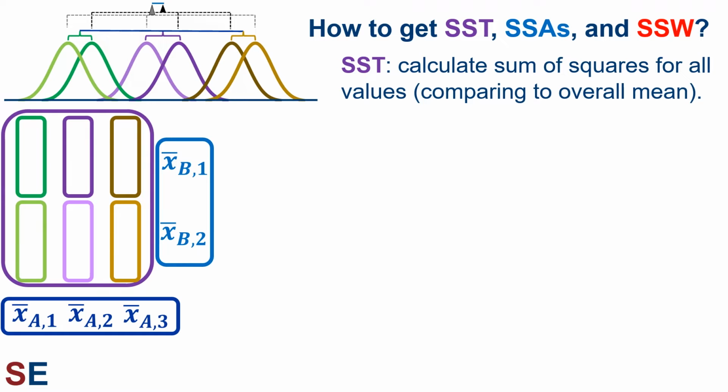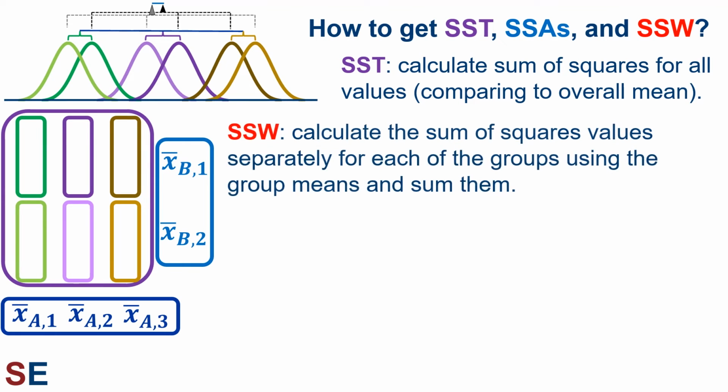This is exactly the same as the one-factor ANOVA. To calculate the sum of squares within, we calculate the sums of squares values separately for each of the groups using each group's mean and sum them. This is also exactly the same as the one-factor ANOVA.